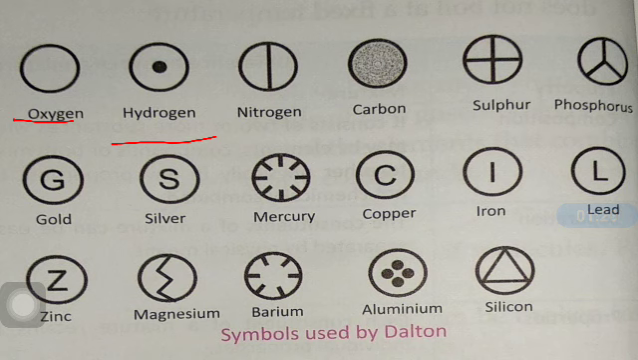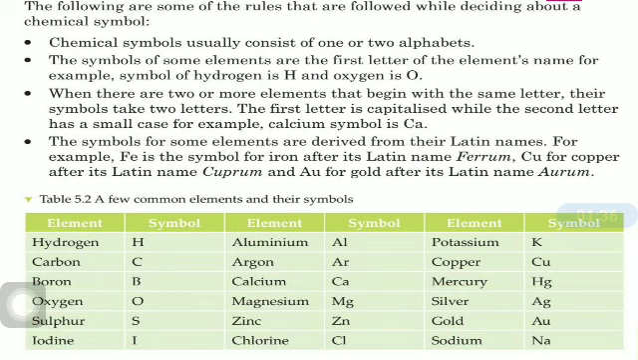So the symbols we use today were suggested by Berzelius. He suggested to abbreviate the names of an element using one or two letters. So we are going to study about them. The following are some of the rules that are followed while deciding about a chemical symbol. For example, nowadays we represent hydrogen by H, oxygen by O. Now, what are the rules and regulations in writing these abbreviations?